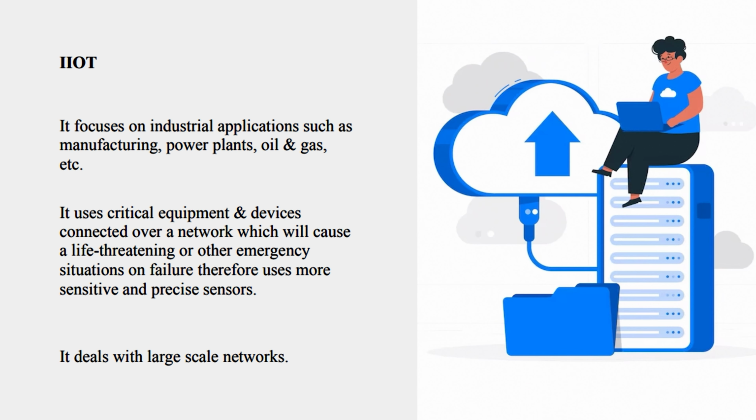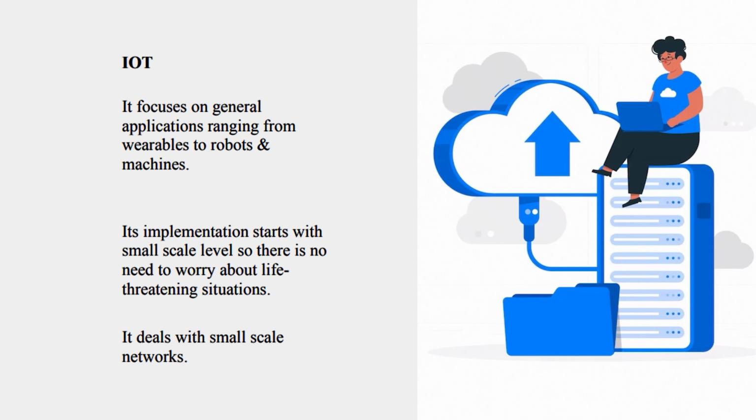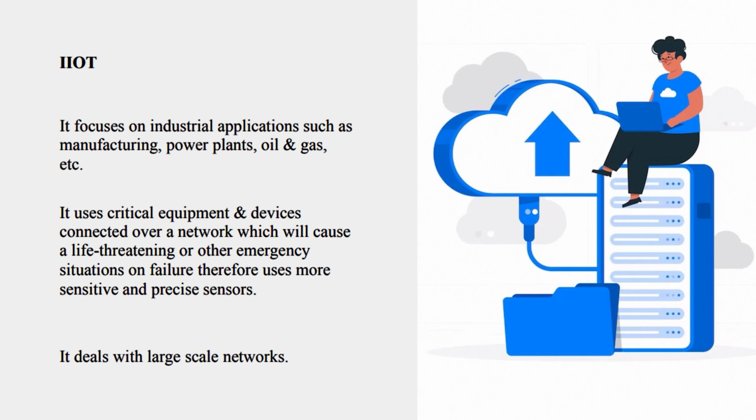So when you compare this IIoT a little bit in depth, the basic differences that you can find are, the IIoT focuses on industrial applications such as manufacturing, power plants, oil, gas, retail and other kinds of industries. But IoT focuses on general applications ranging from wearables to robots and machines. IIoT uses critical equipment and devices connected over a network, which will cause life-threatening or other emergency situations on failure, therefore uses more sensitive and precise sensors.